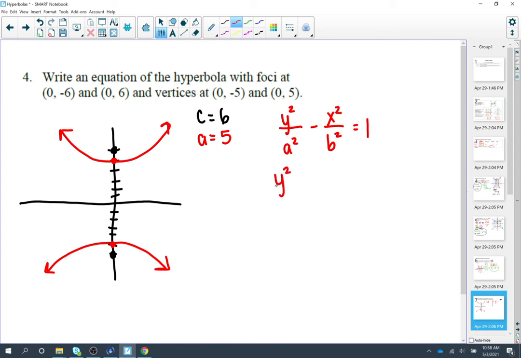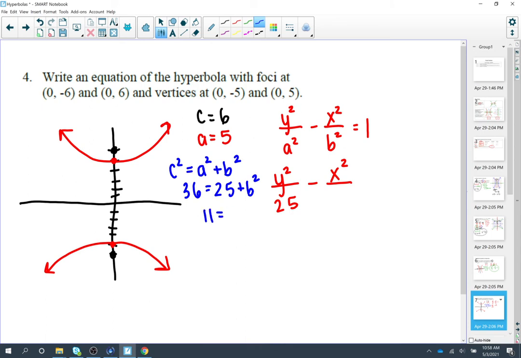Y squared over a squared is 25, minus x squared, and again, I don't know my b squared. So we're going to go back to our relationship. I know that c squared is 36, a squared is 25. If we subtract 25 from both sides, we're going to get 11. And again, we could take the square root of 11, but it's not necessary because we just want b squared right there, which is 11, equals 1.